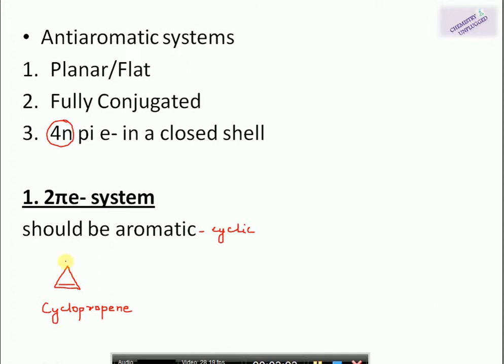But due to the presence of this carbon, which is sp3 hybridized, there is no proper delocalization of pi electrons. So this system is not following the rule of a fully conjugated system. So it is not aromatic. There is no proper conjugation because of the presence of this sp3 carbon. Hence, it is not aromatic in nature.